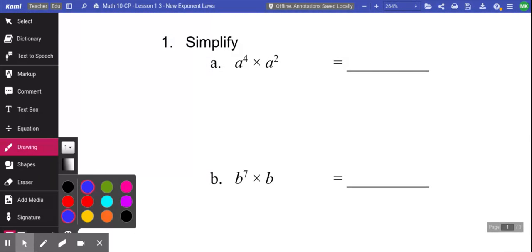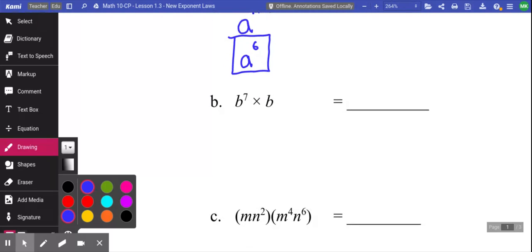simplify means to write as a single power whenever possible. So if we look at this, this is a to the power of 4 times a to the power of 2. That should turn into a to the power of 4 plus 2 to get a to the power of 6. Right? Add the exponents because we were multiplying the base.